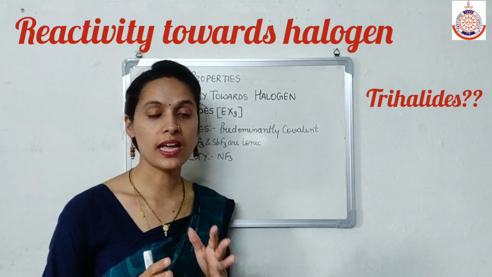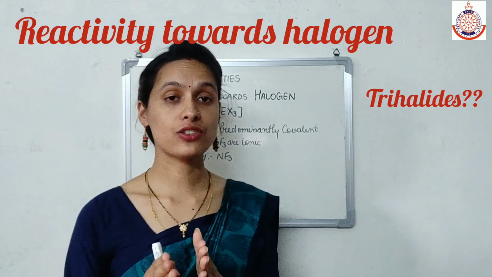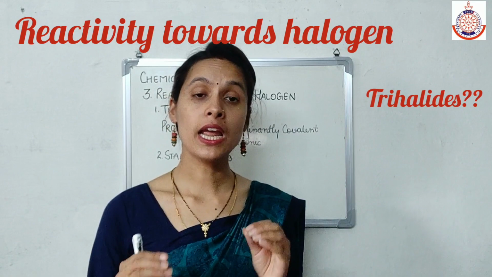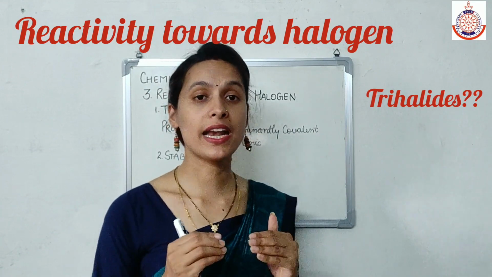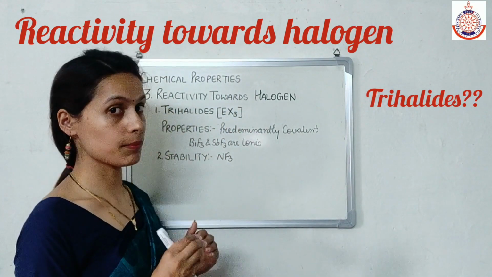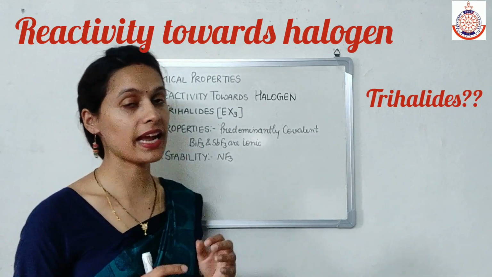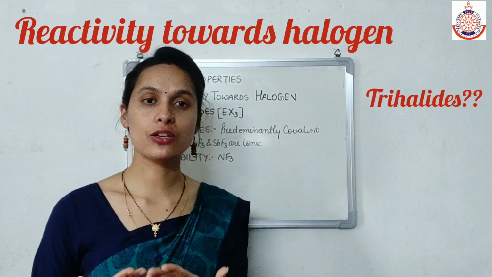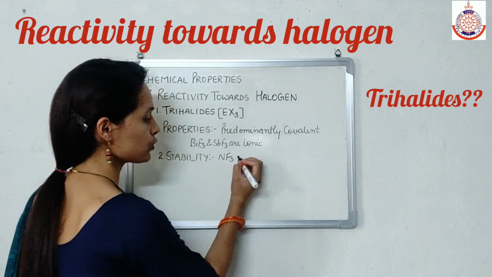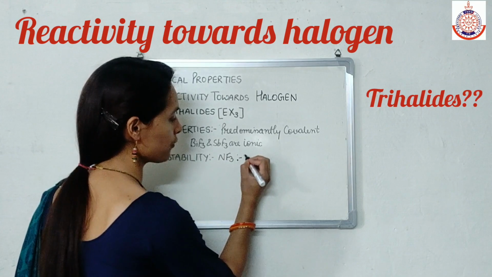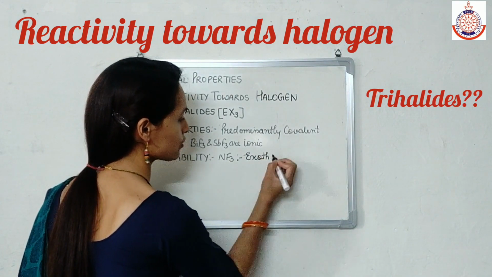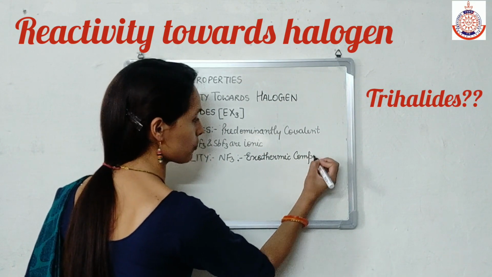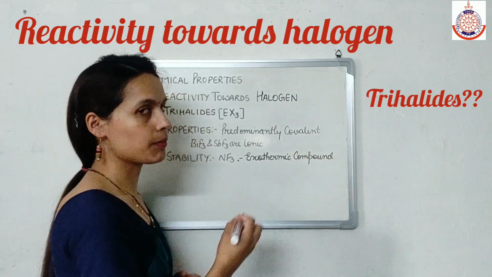Though the trihalides of nitrogen are least stable, NF3 is an exothermic compound due to its strong N-F bond and hence is a stable compound. It is so stable that it does not undergo hydrolysis even with water, dilute acid or alkali. So due to the strong N-F bond, it acts as an exothermic compound, and being exothermic, it is stable.